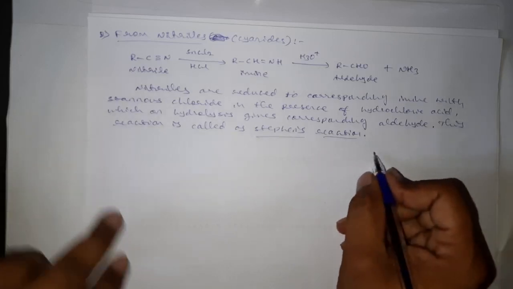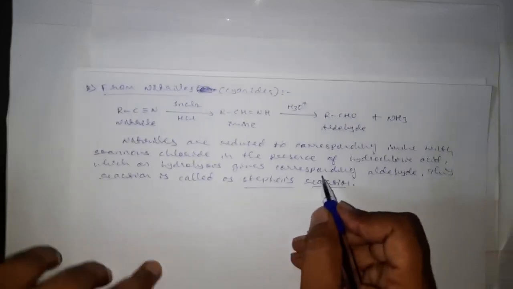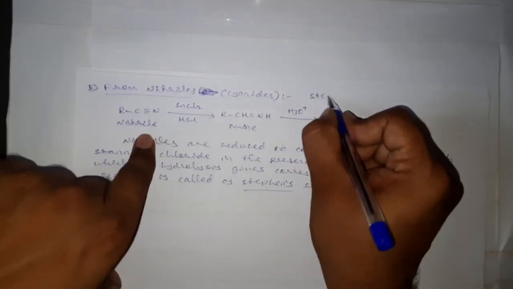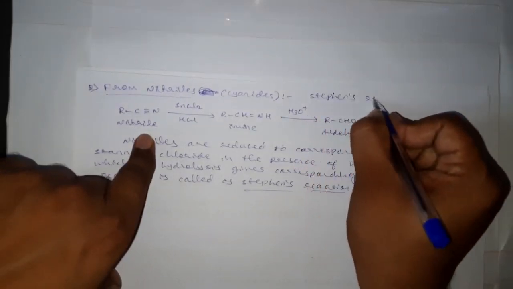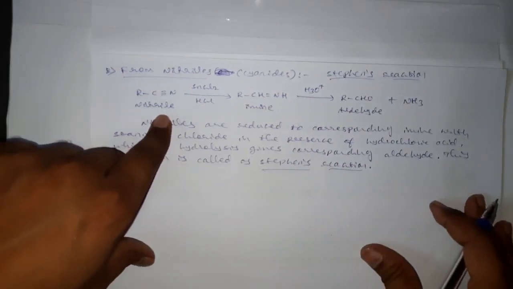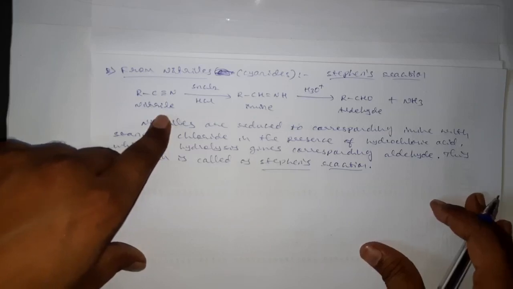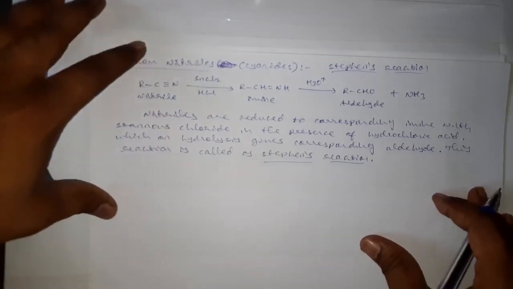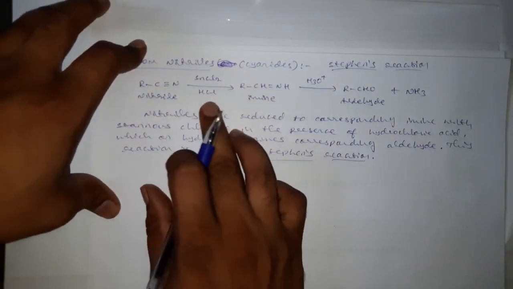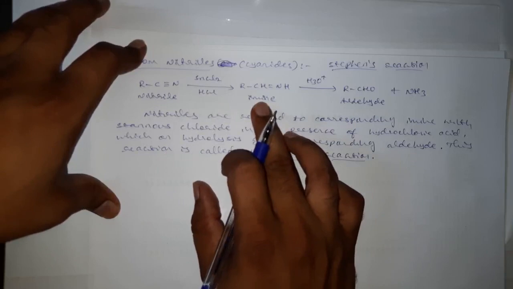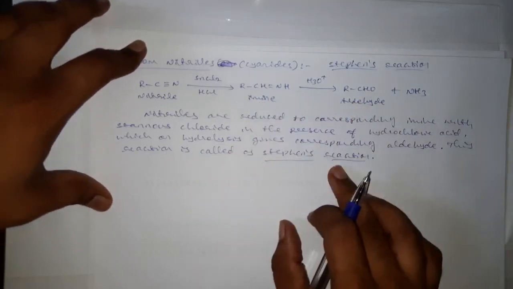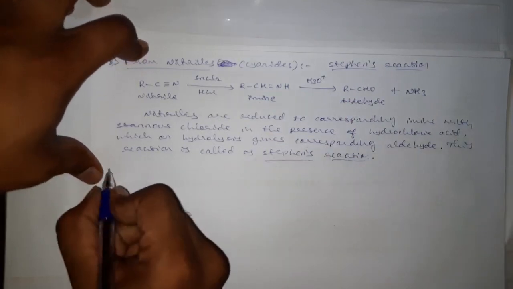This reaction is called what? Stephen's reaction. The preparation of aldehydes from nitriles is called Stephen's reaction, and the preparation of aldehydes from acid chlorides is called Rosenmund reduction. Okay? This reaction of nitriles with stannous chloride in presence of HCl to form imine, and this imine on hydrolysis giving aldehydes, is called Stephen's reaction. Take some examples.